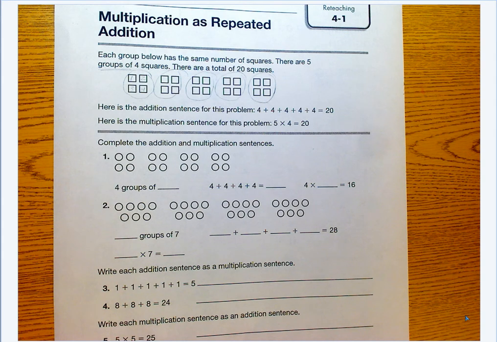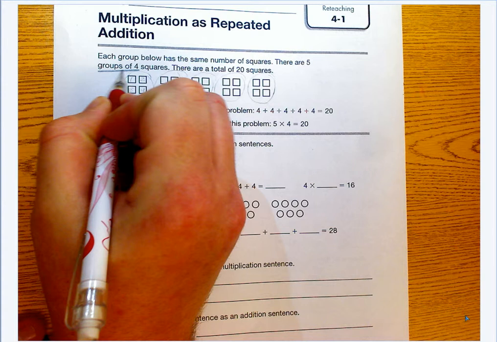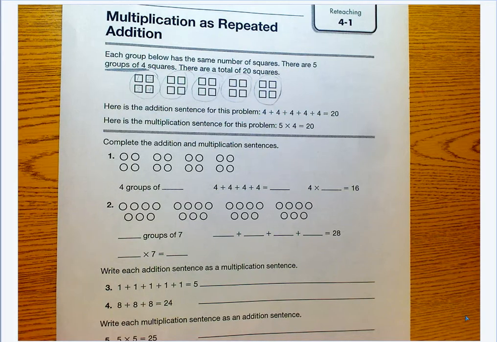For example, the first problem says each group below has the same number of squares. There are 5 groups of 4 squares. There are a total of 20 squares. The important words here are groups of 4. We're going to be using that terminology a lot when we're talking about multiplication. Groups of 4, rows of 4 are going to be used interchangeably. It gets away from 5 times 4.